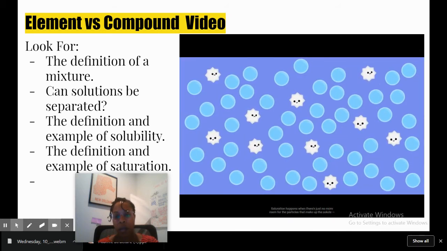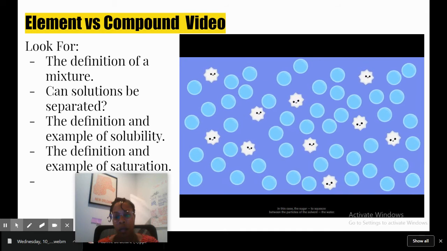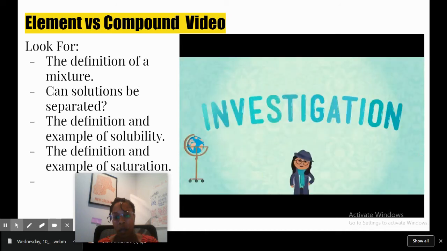Saturation happens when there's just no more room for the particles that make up the solute, in this case the sugar, to squeeze between the particles of the solvent, the water. Whew. All of this is making me snacky.